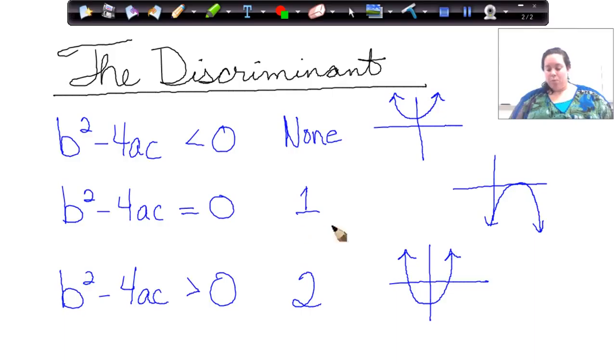Now, if the part under the radical is 0, then that part disappears completely, and so we only have one solution. That would be as if we had a parabola that touched the x-axis, but didn't cross it. It only touched it in one place. And if the discriminant, the part under the radical, is greater than 0, then we have two distinct solutions. That would be, for example, a parabola that came down and crossed the x-axis in two separate places.